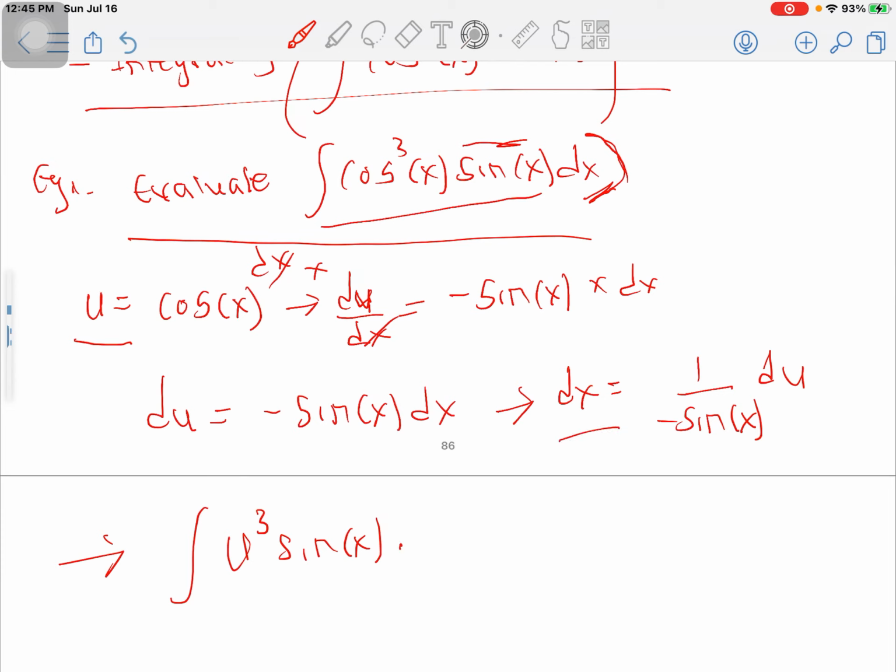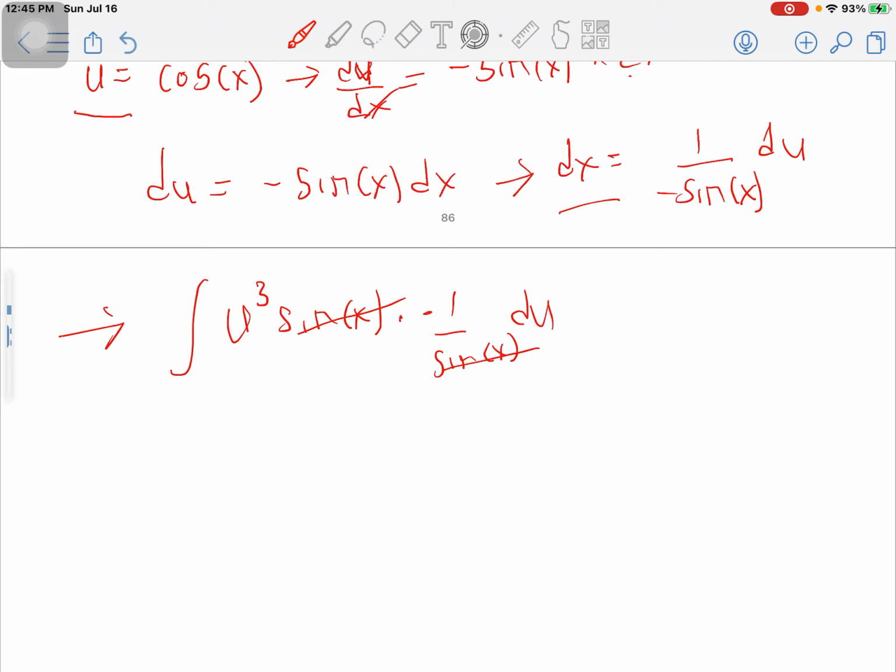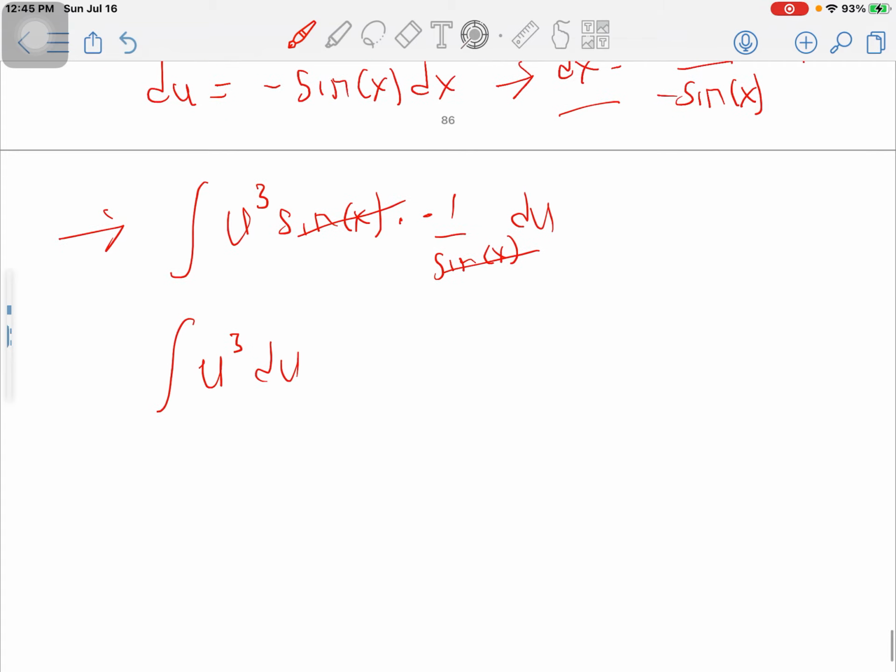So if the original function changes, the function that you are currently working on becomes u power 3 sine what? x. So in this case, let's replace our dx. When we replace our dx, dx is equal to 1 over negative sine x du. So we are going to get multiplied by negative 1 over sine x du. As you can see, this one will cancel this one out. When I cancel it out, you are going to get the integral of u power 3 du.